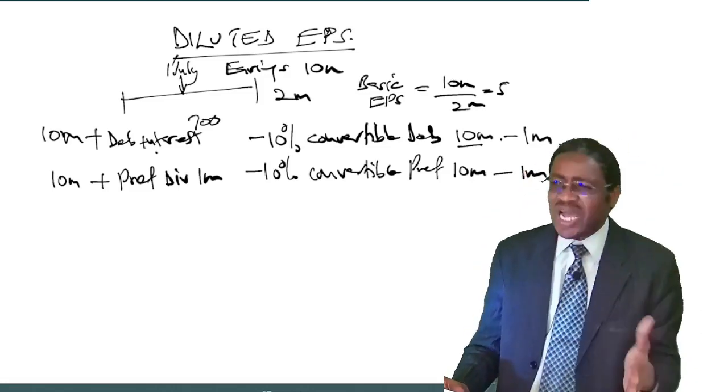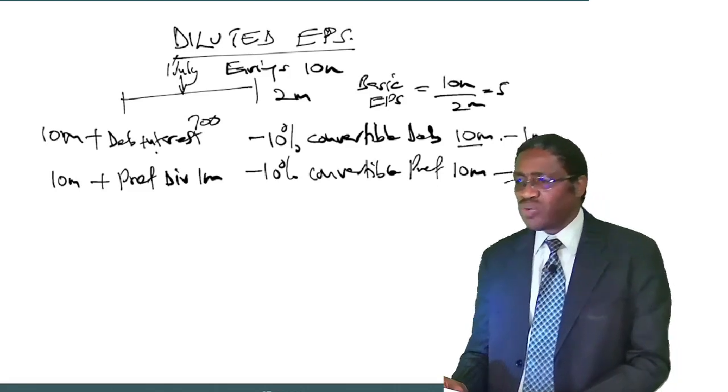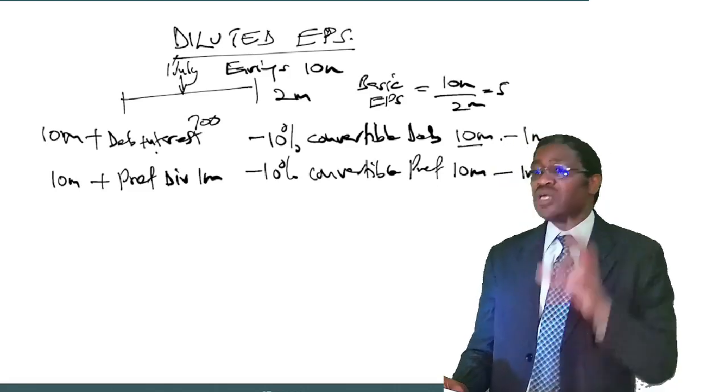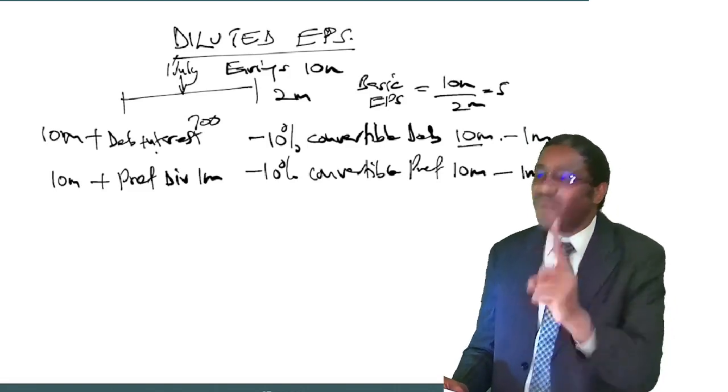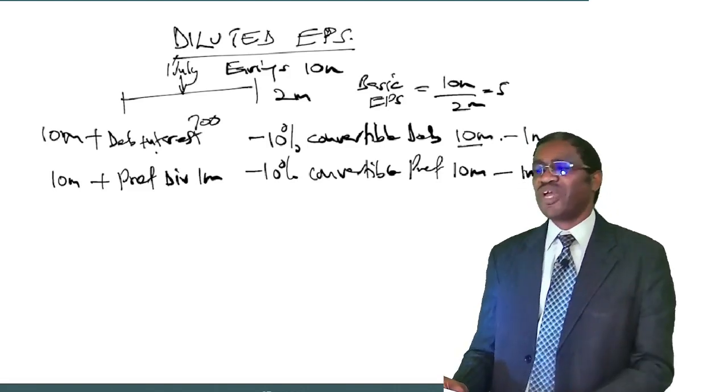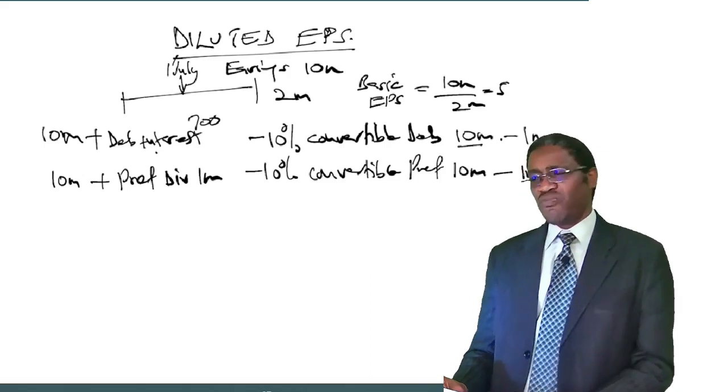Then we said, if the debentures were issued many years ago, in other words, if the debentures were outstanding as at the beginning of the year, then we said the conversion is assumed to be with effect from the beginning of the year.